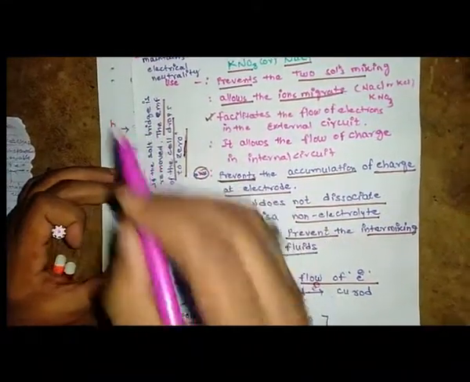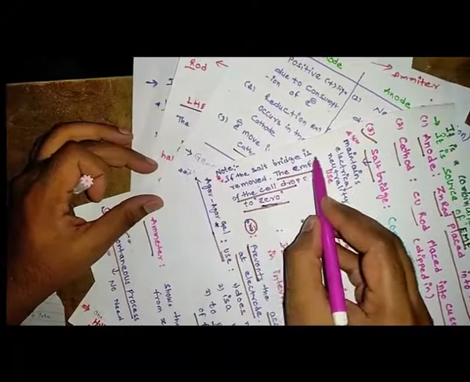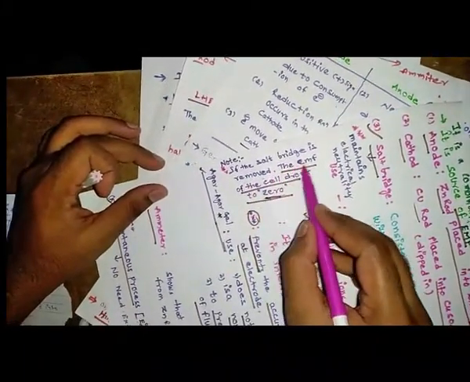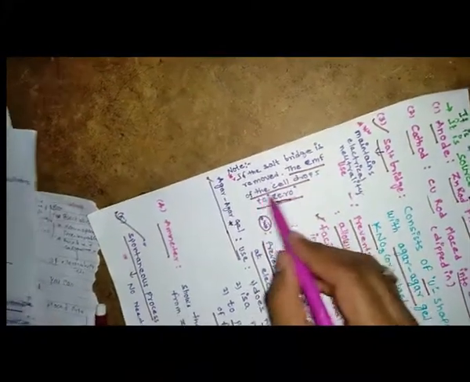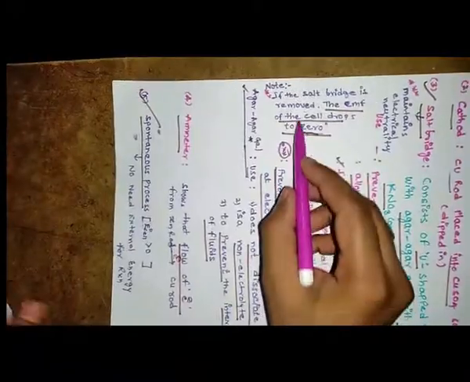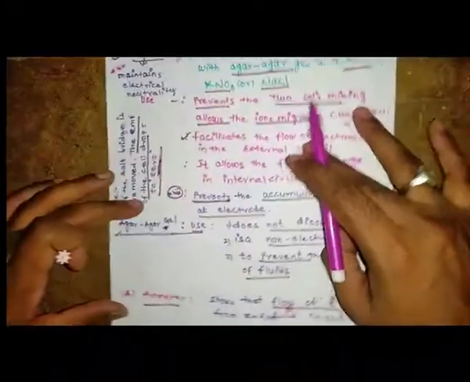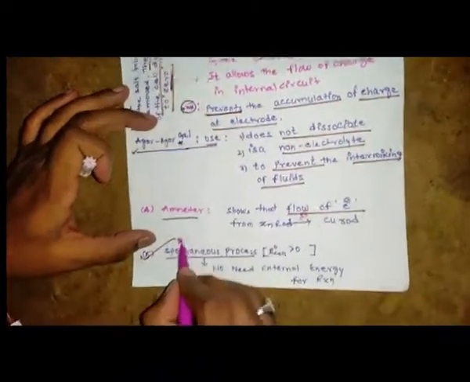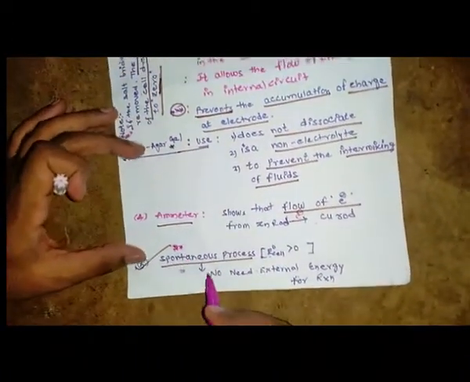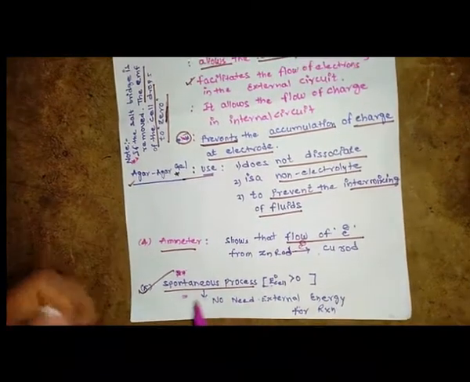These two points are very important. The next very important point: if the salt bridge is removed, the EMF of the cell drops to 0. This is very important. And next, the galvanic cell or voltaic cell is a spontaneous process.